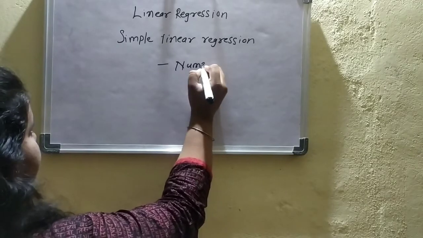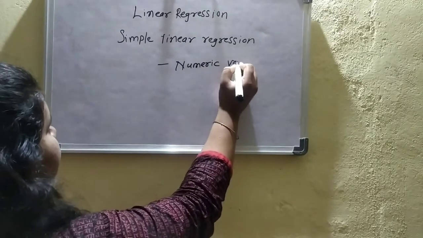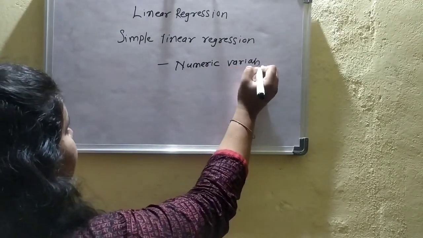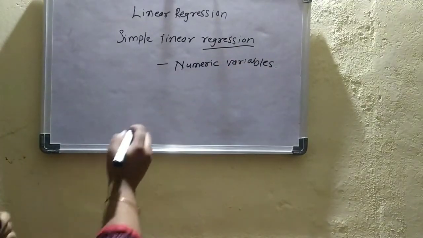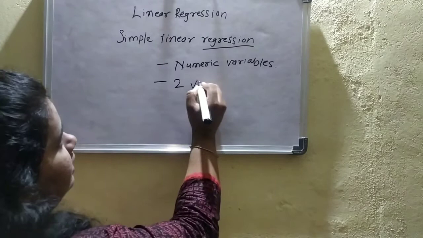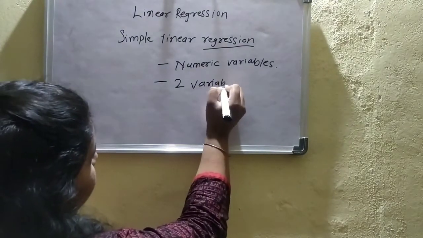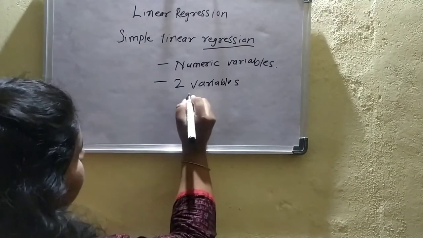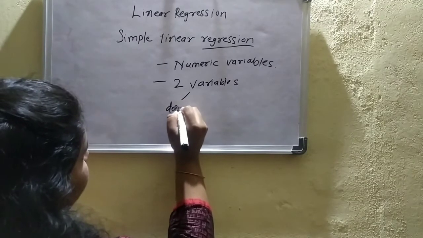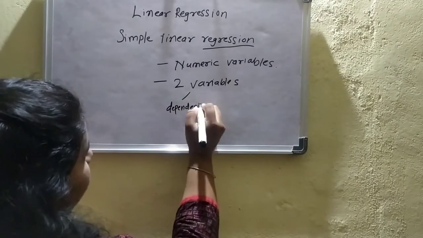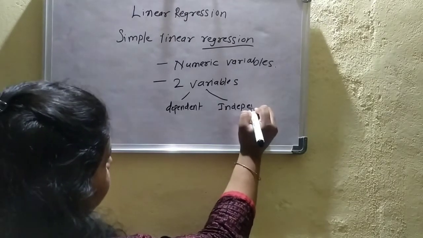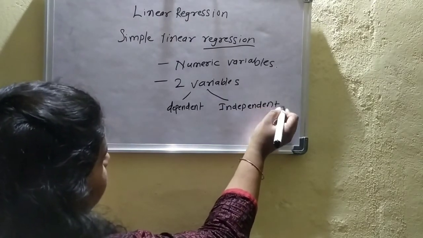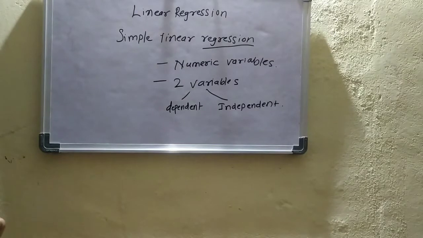Whenever we are dealing with regression, we have to notice that it is only used for numeric variables. So whenever we have numeric variables, we go for regression. And the next important thing is that we will deal here with two variables. The first one will be the dependent variable and the other one is the independent variable. So we have to deal with these two variables in the simple linear regression.